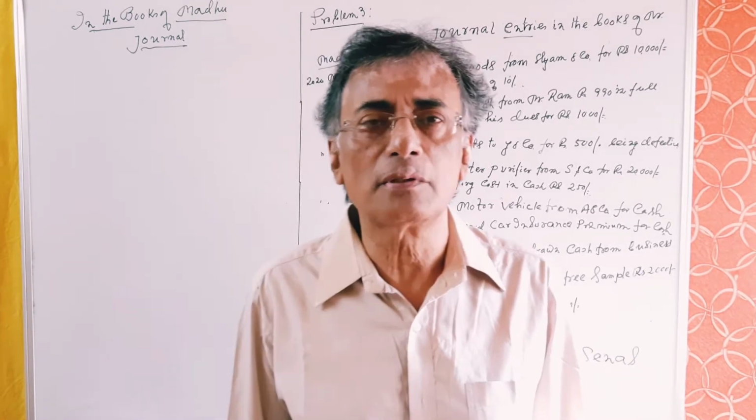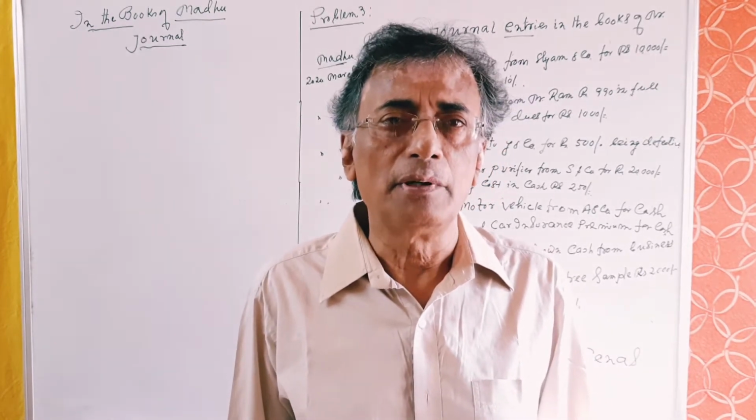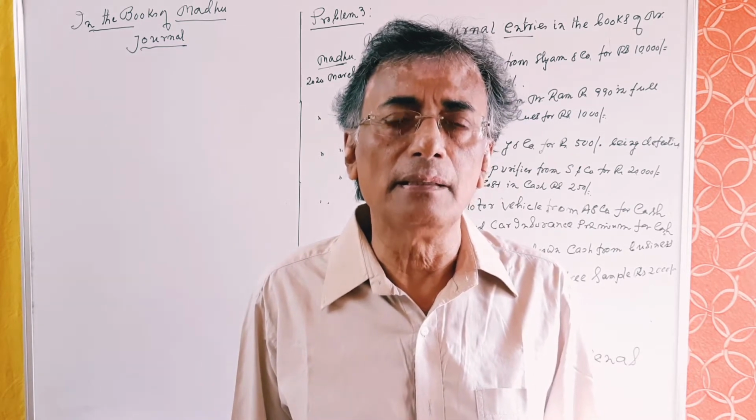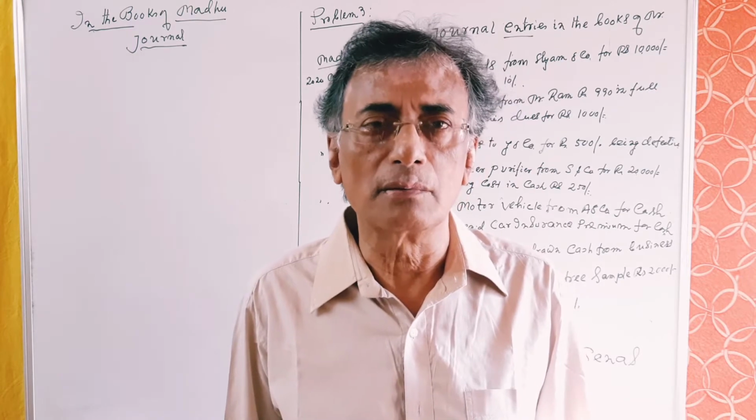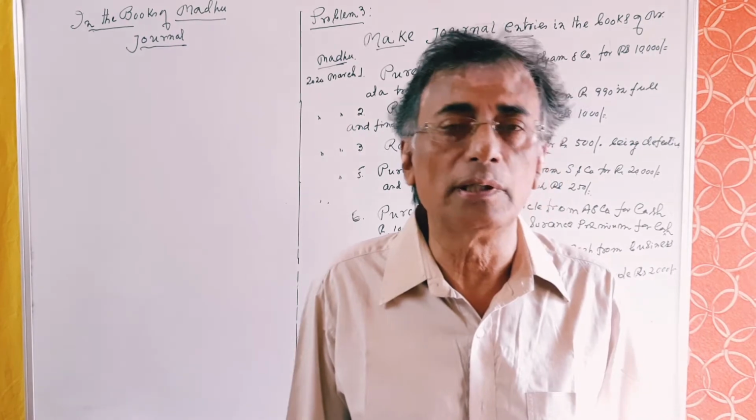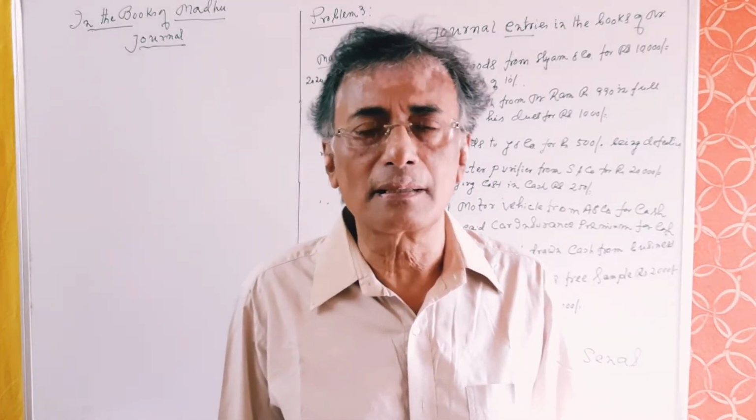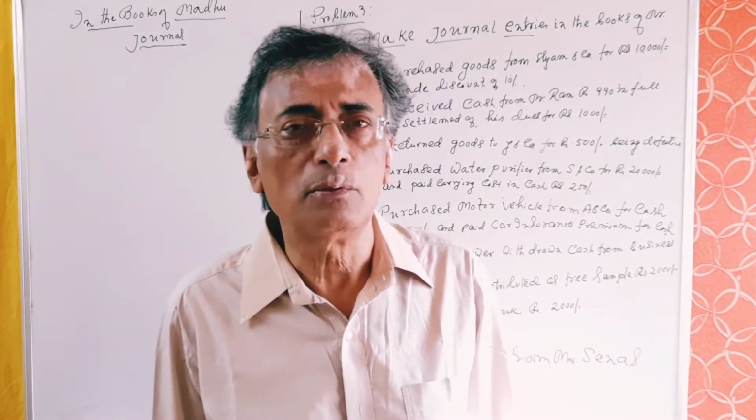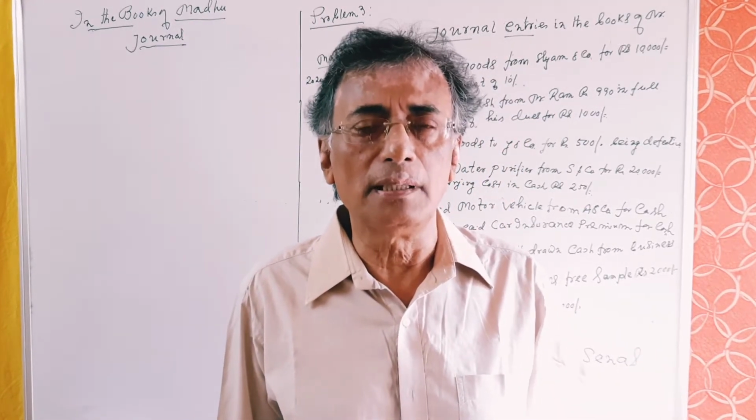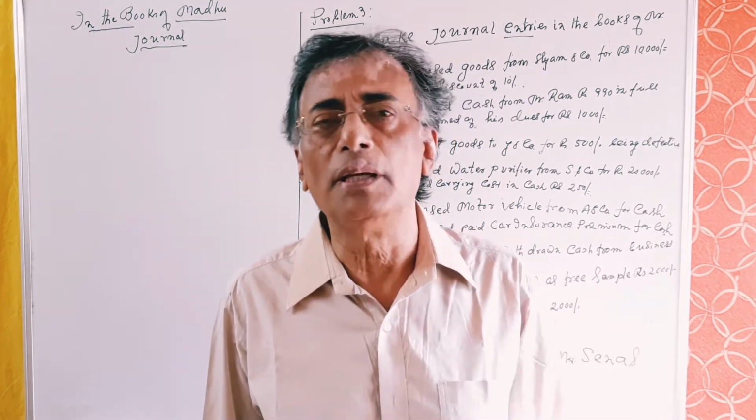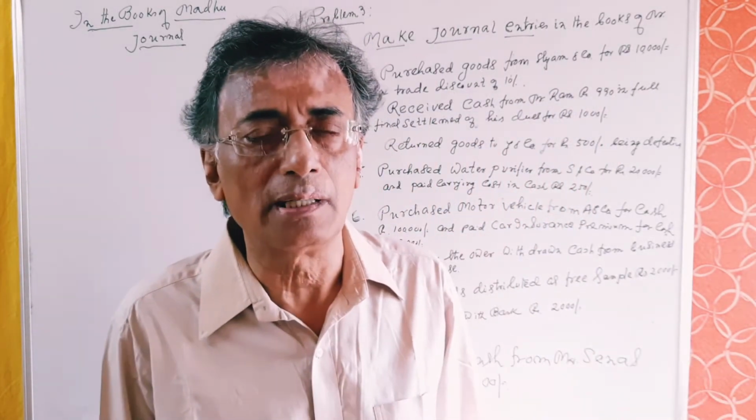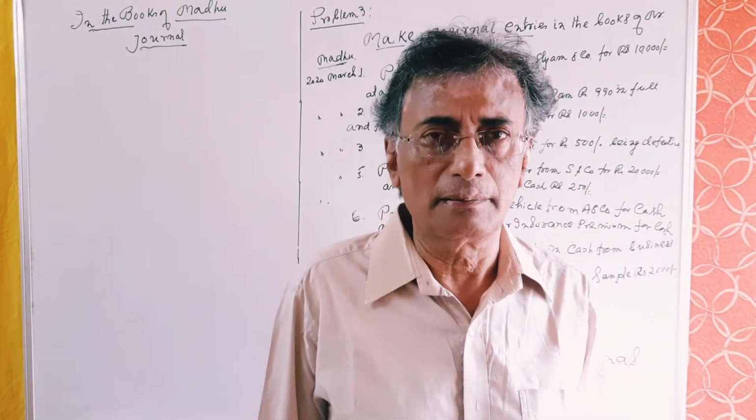Simple entry involves two accounts, as the double entry system involves two accounts. In most cases, we pass journal entries with two accounts only. But there are some circumstances in which more than two accounts are involved in a transaction, and that you will see in an example in the course of making journal entries in today's class. So please listen to my class with all your attention. Now let us start the class.